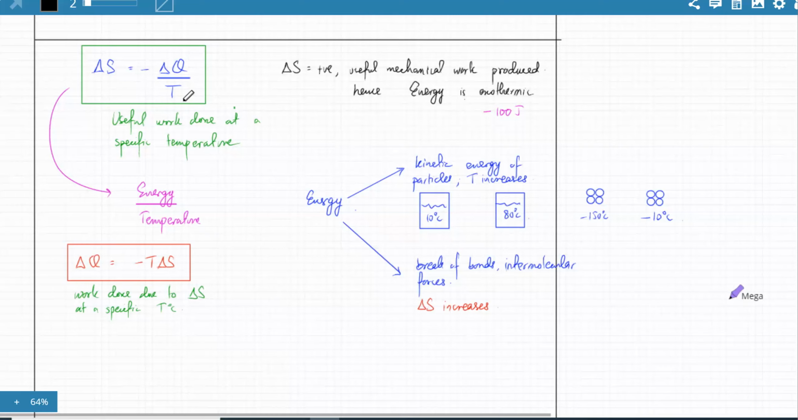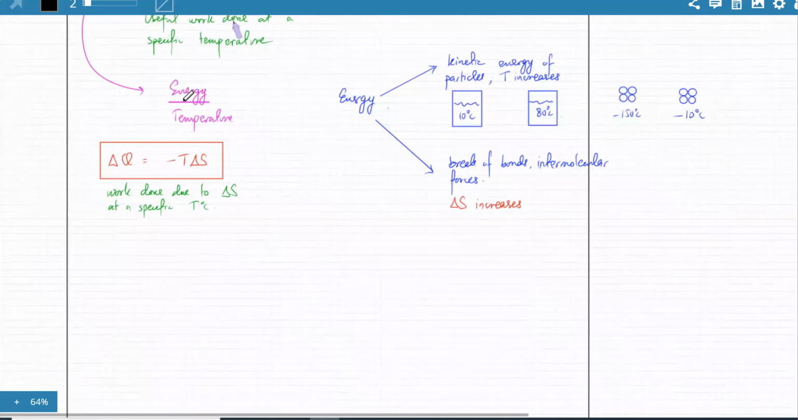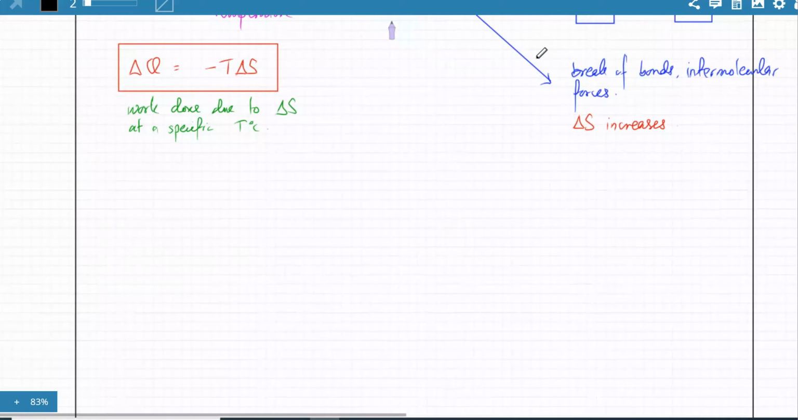So the unit for entropy, which we haven't written over here, the unit for entropy is joules per Kelvin per mole. So that's your unit for entropy. So, is this all clear? You have the concept, right? Is this clear to everyone? Yes. So moving on.